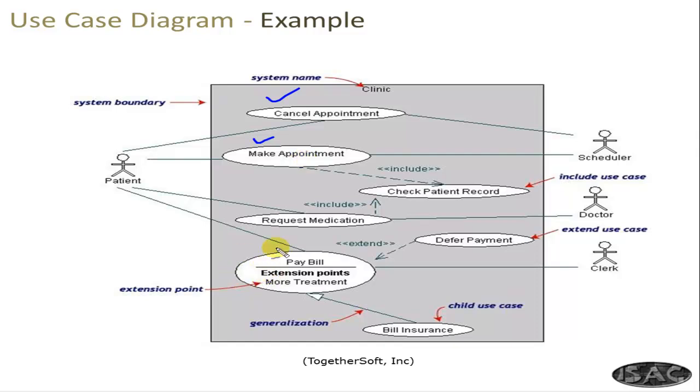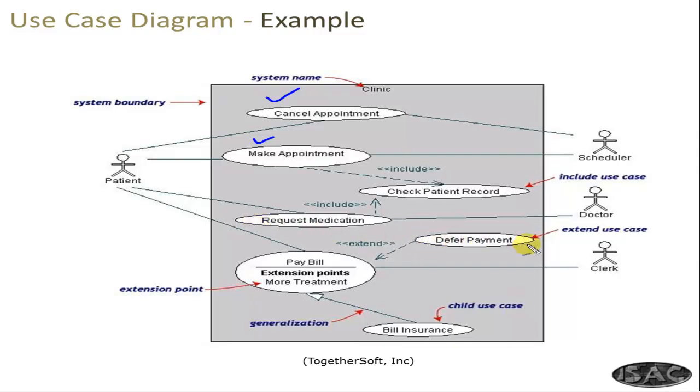Okay. Now when make appointment happens, it goes to the scheduler only, and the scheduler will then schedule the appointment. Now it also includes a use case called check patient record. Once that is done, then the scheduler will take care from there. Now the patient requests a medication. He directly requests the doctor. The doctor will go back to him and ask him to check the patient record, whether it is correct or not. If it is correct, then he will give the medicine to the patient.